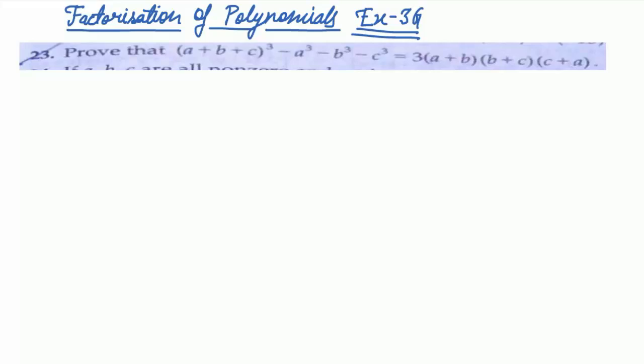Let's start. 23rd question is: prove that (a plus b plus c) whole cube minus a cube minus b cube minus c cube equals 3 into (a plus b) into (b plus c) into (c plus a). So this equal to this, हमें प्रूव करना है.